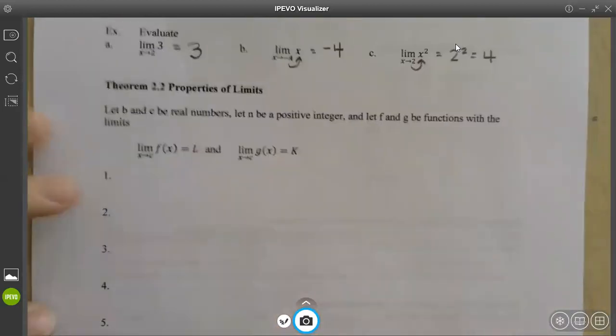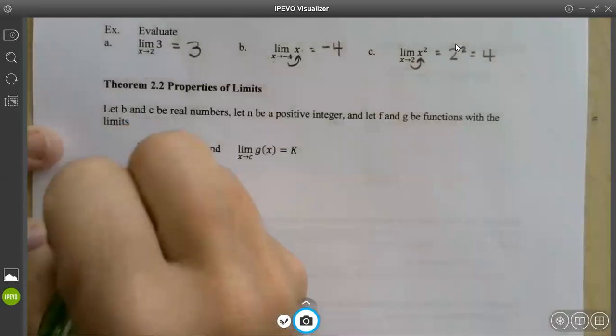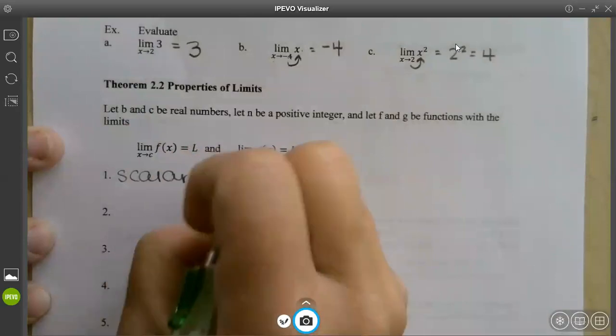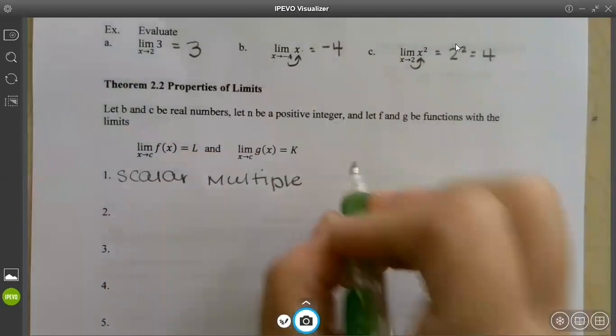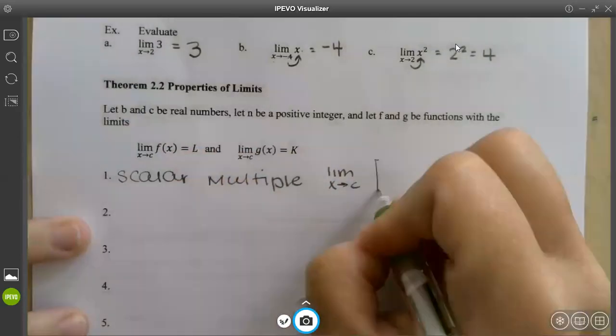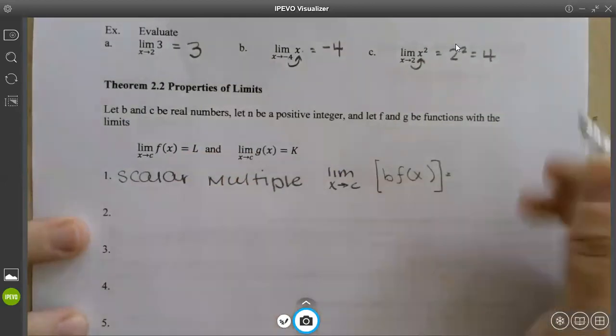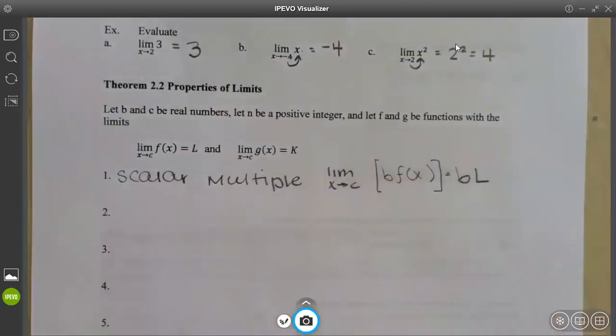All right, theorem 2.2, properties of limits. Let b and c be real numbers, let n be a positive integer, and let f and g be continuous with the limit as x approaches c of f of x is L and g of x equals k. All right, so the first thing is scalar multiple. If we have the limit as x approaches c, the scalar is just a constant, b times f of x. So your limit would be b, whatever that scalar multiple is, times your actual limit L.